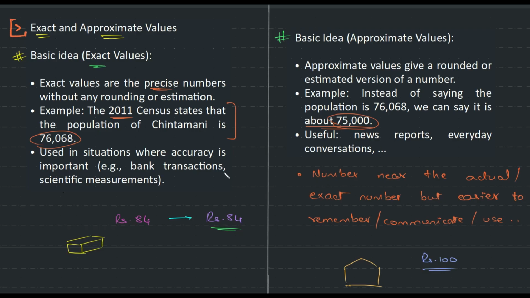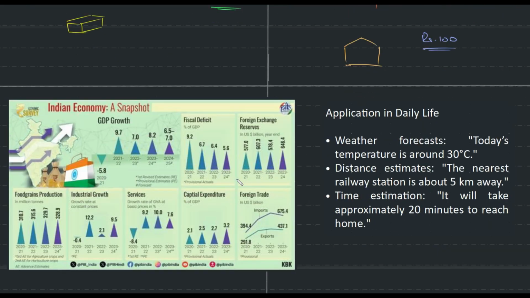So the exact value is very useful when it comes to bank transactions. Like any money transaction, we have to have an exact value. Any bank transaction, any scientific measurement, we need to make use of exact value. While when talking about approximate value, when to use that, we are looking at newspaper reports, everyday conversation, and so on and so forth.